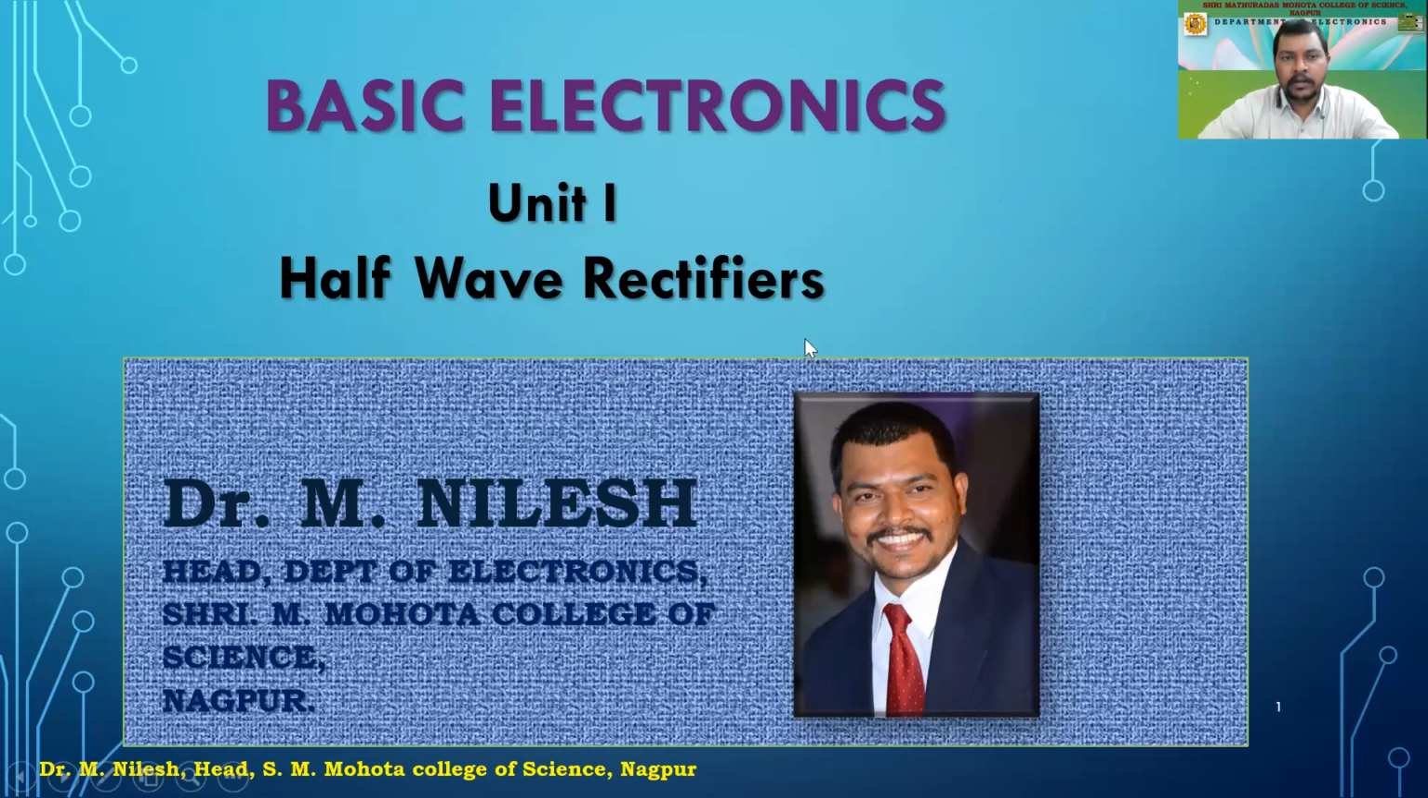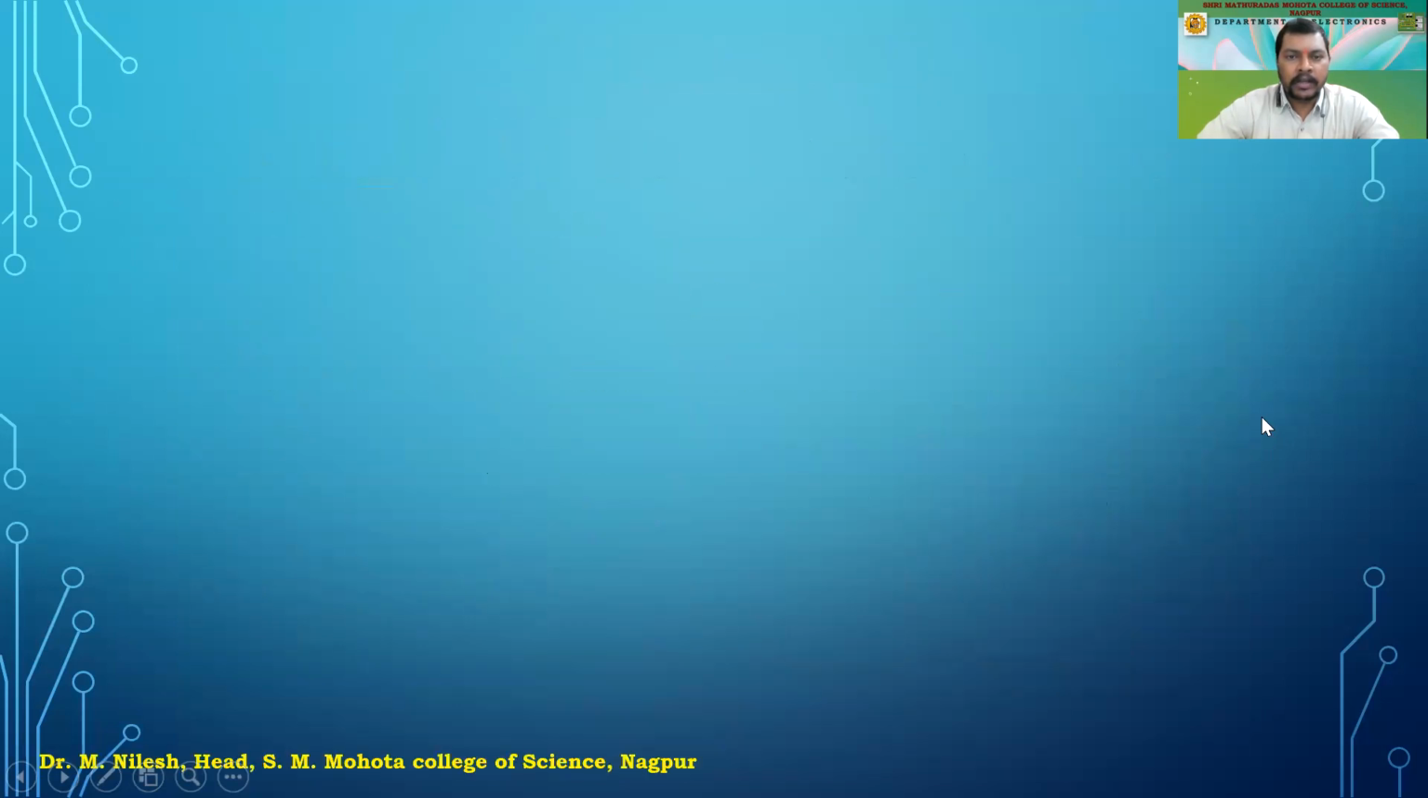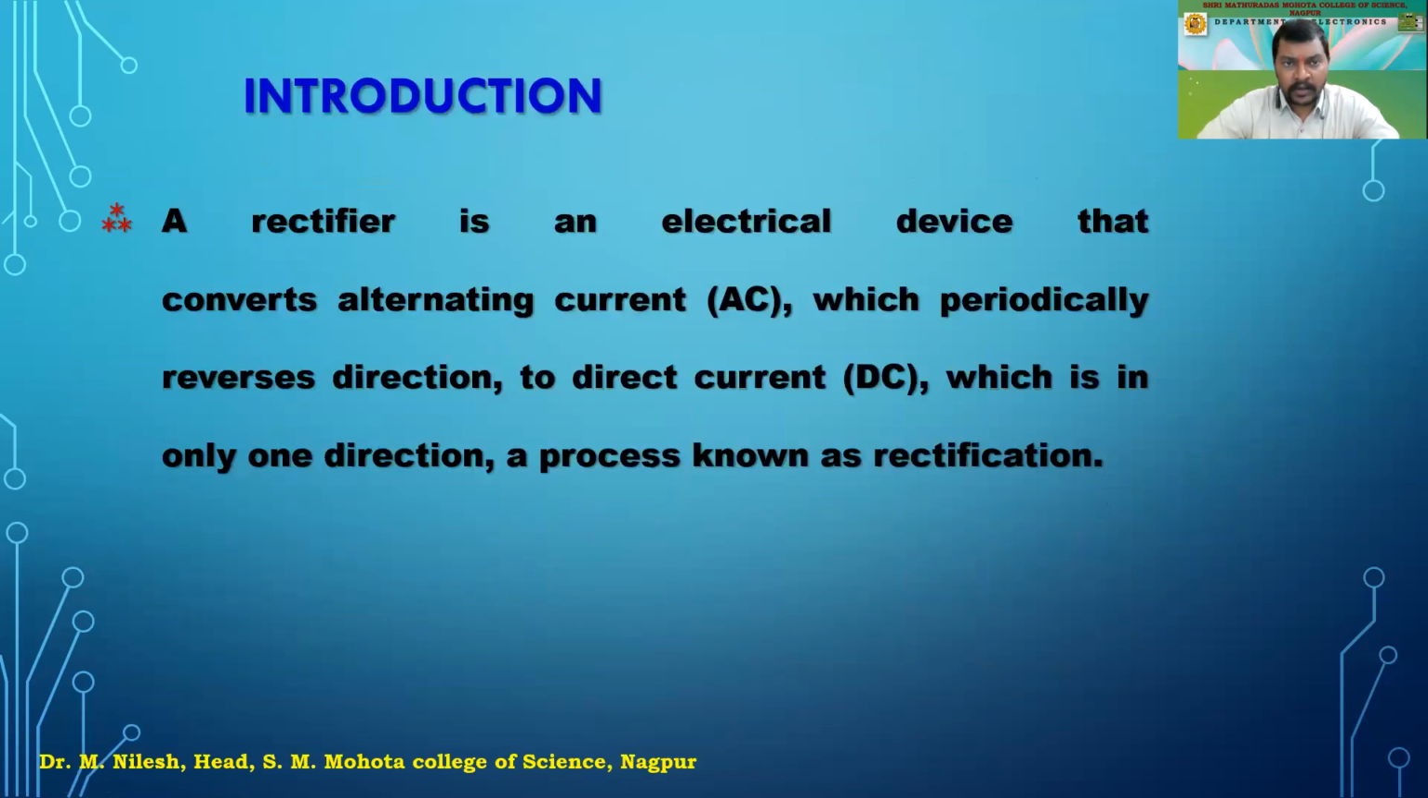We have studied the RTM Nagpur University syllabus of semester 3 paper 1, in which we started with the rectifier portion. I taught you there are three rectifiers that we have to study. A rectifier is an electrical circuit that converts alternating current, which periodically reverses direction, to direct current, DC, which is in only one direction. That process is called rectification.